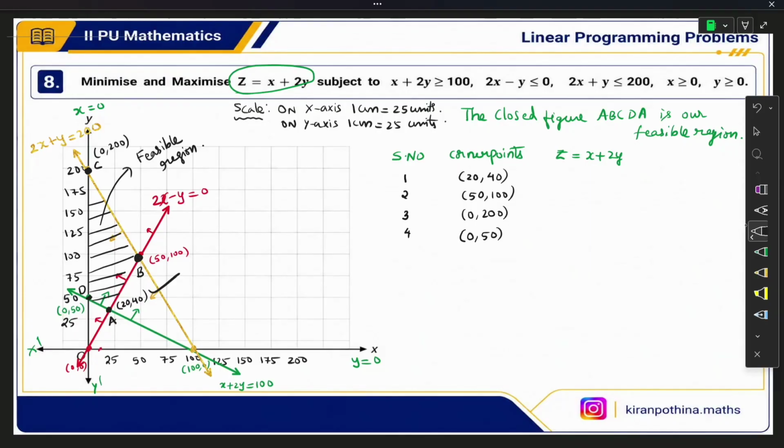Now I will substitute here. So this is 20 plus 2 into 40, so this is 100. Next, 50 plus 2 into 100, so this is 250. And this is 0 plus 2 into 200, which is 400. Next, 0 plus 2 into 50, which is 100. Okay, now we got the values at the corner points, right? Now we'll make a table by this.